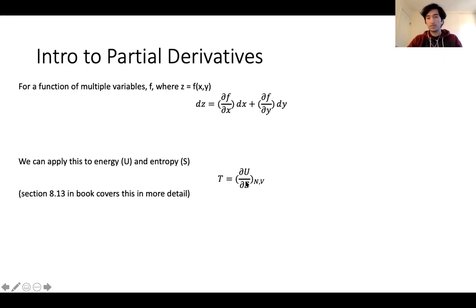So first, I'm just going to point out that this was shown in lecture, but it is a useful quantity to know, which is that temperature can be expressed as the partial derivative of energy, U, with respect to entropy, S. And just one quick thing I want to point out here is that as the subscript, we have N and V. This just indicates that while we're taking this derivative, we've held these variables constant, or we've basically frozen every other variable so that we can only see what the change in U is with respect to S.